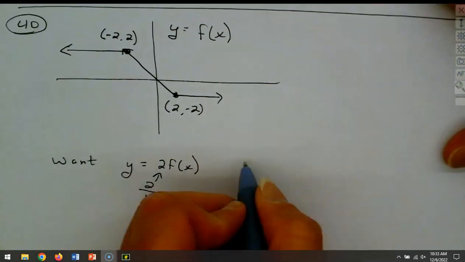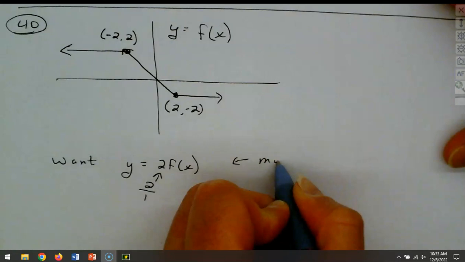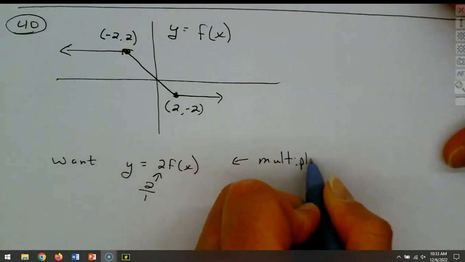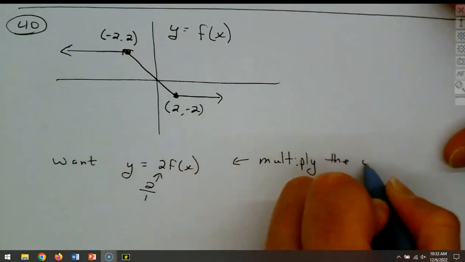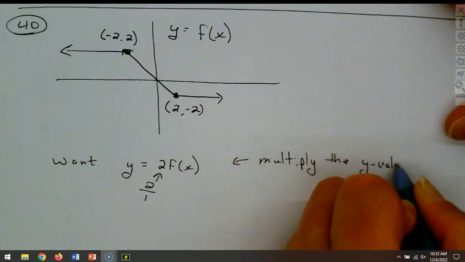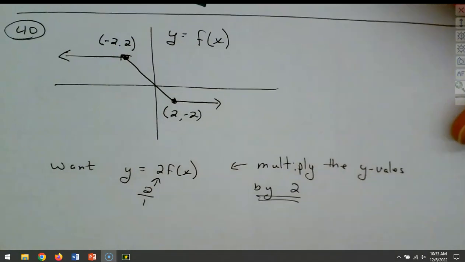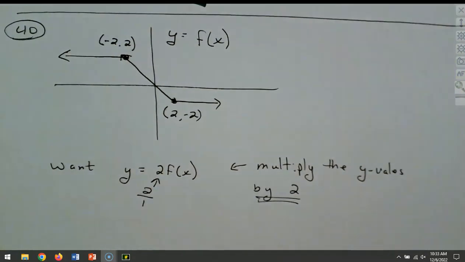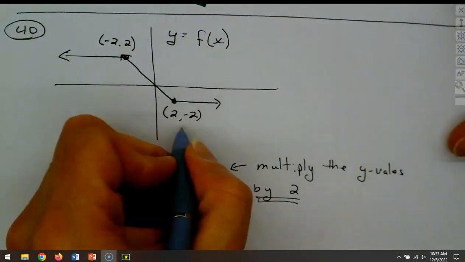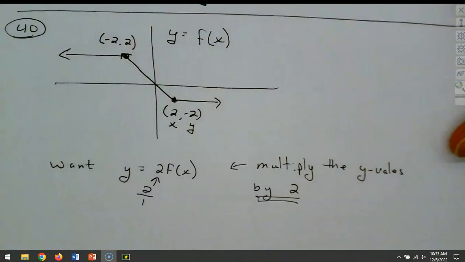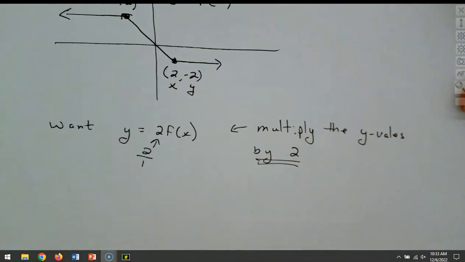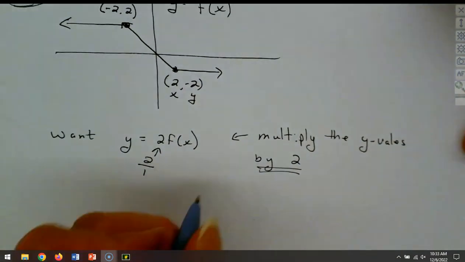Okay, if it's twice as tall, that means you multiply the y values by 2. If there would have been a 5 in front, what would you multiply the y values by? 5. Okay? X values stay the same. Remember, this is your x and this is your y. So let's multiply those values by 2. We have to double them.